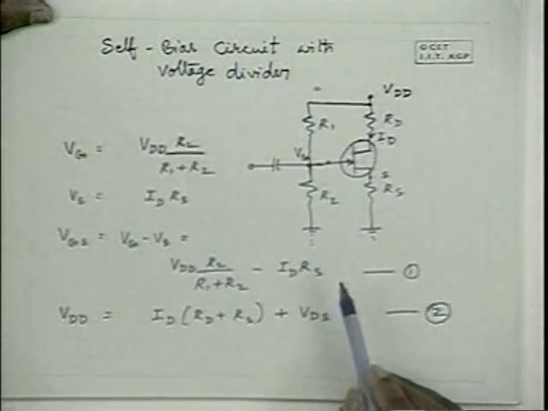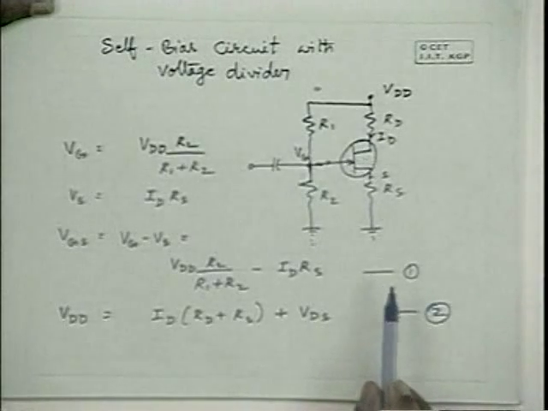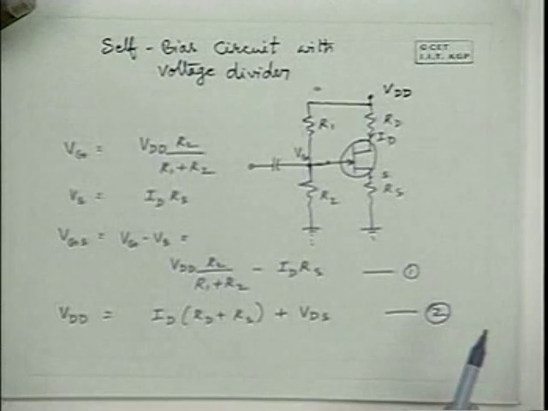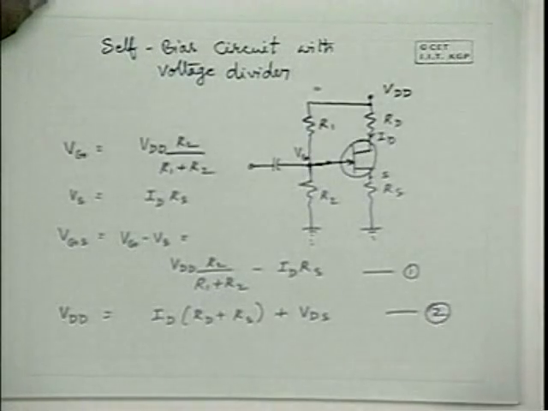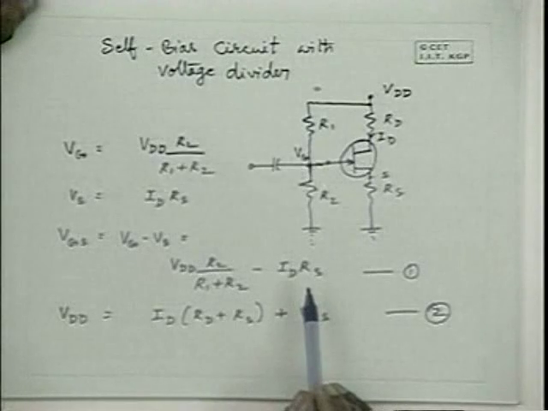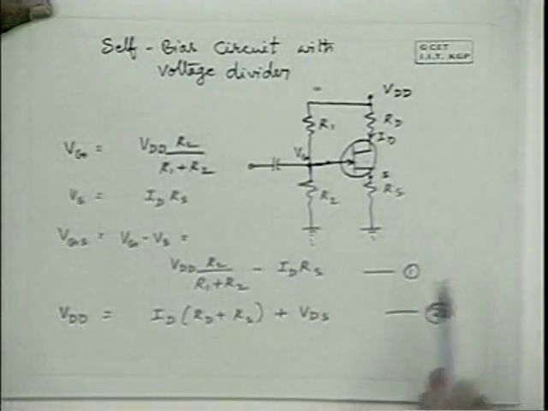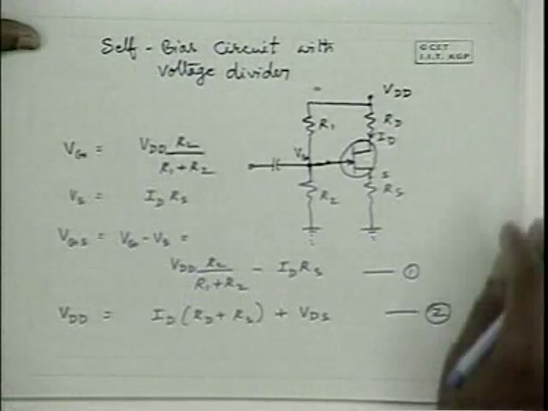Now, equation 1 can be solved with the help of the transfer characteristics graphically, or with the help of that equation describing the transfer characteristics and equation 1, we can solve for ID and VGS, and then substitute that ID here and determine VDS. So that's how you solve this.